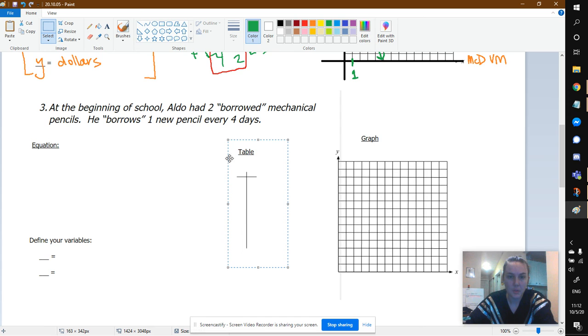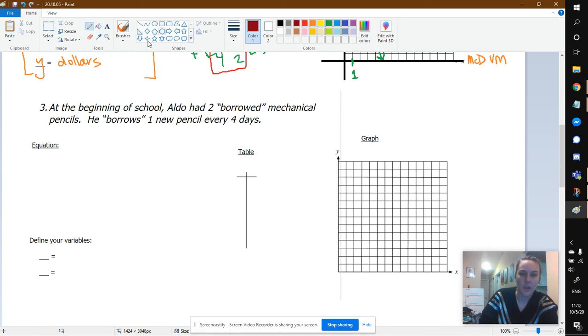Okay, so the next scenario I want to do with you guys is: at the beginning of school, Aldo had borrowed, everyone who says they're going to borrow pencils, but really they just steal them. He had 2 borrowed mechanical pencils, and then he steals another pencil every 4 days. Okay, so let's do the same thing. Let's do our starting point in orange. At the beginning of school, the beginning is 2 borrowed pencils. And then the rate at which he borrows them is 1 pencil every 4 days, and that's a 4.